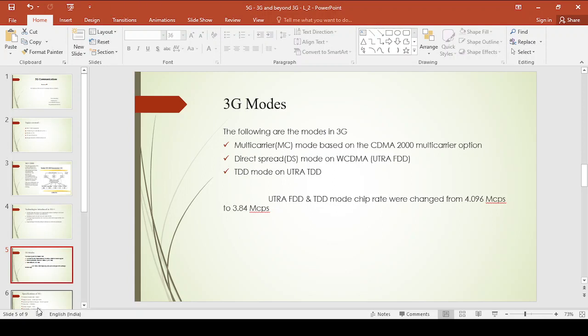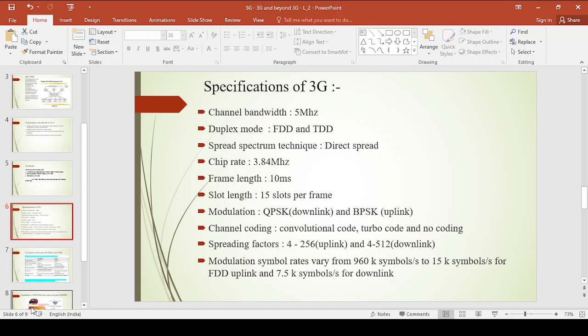Now coming to the next slide, we have the specifications of 3G. The first specification of 3G is channel bandwidth. 3G has a channel bandwidth of 5 megahertz. The channel bandwidth provided by the third generation system is 5 megahertz. It supports FDD and TDD, frequency division duplex and time division duplex. Now the spread spectrum technique supported by 3G, we have seen three different modes, right?